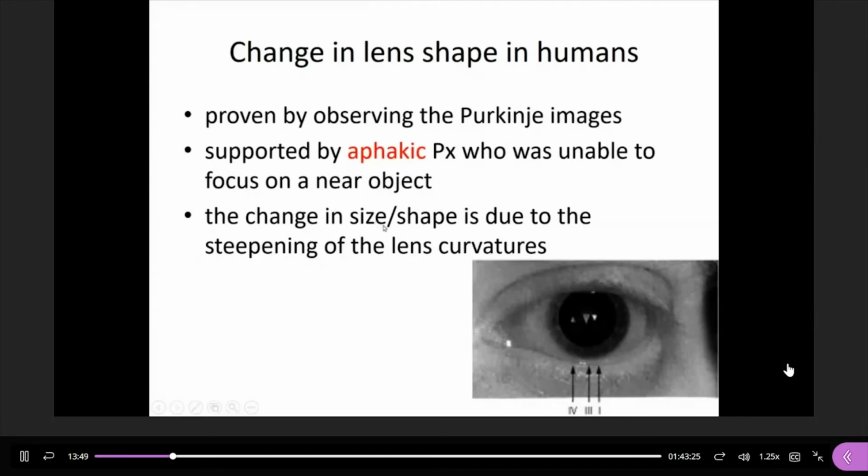And of course, you can look at the change in the shape and also the size of these two images, 3 and 4. You can also look at image number 1 as well. But as you can see here, image number 1 will not change in size and shape when you accommodate. So this further suggests that accommodation is not mediated by any change in the cornea. So the change in the shape and size is due to the change of the lens curvature.